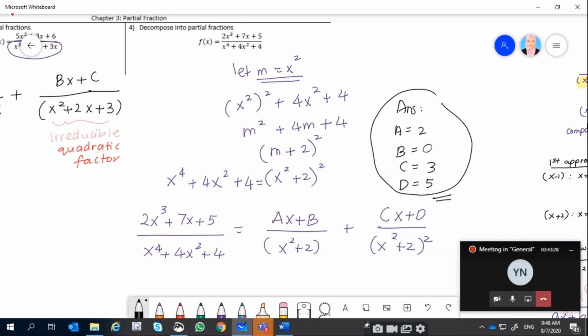Yes, I have a question. Why is the numerator Ax plus B and not just A? Because here you have a quadratic factor. This is not a linear factor. Yes. Okay, thank you.